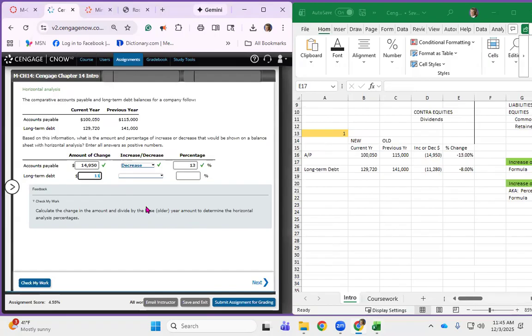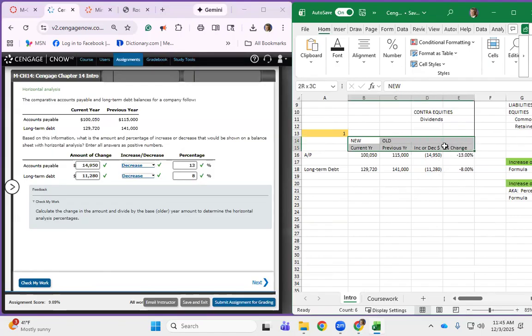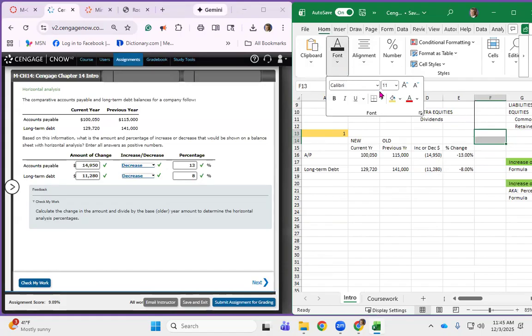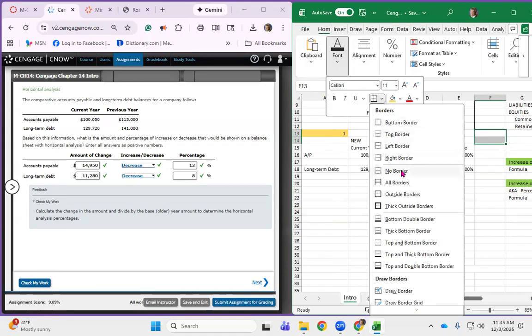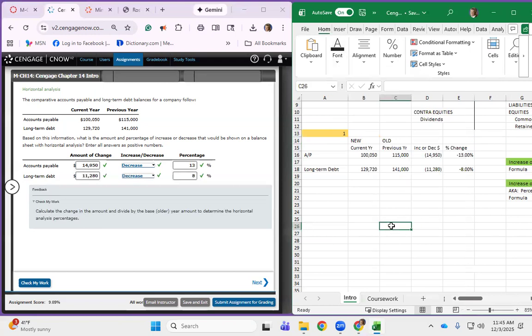The amount of the change is 11,280. It is a decrease, and that percentage change is 8. Okay, so I want you to be able to calculate a percentage change and an amount change pretty easily. And if you think about it, I don't think that's too bad. You just have to practice. I think the hardest part is to remember to start with the newest number. Okay, the newest number, not the oldest.